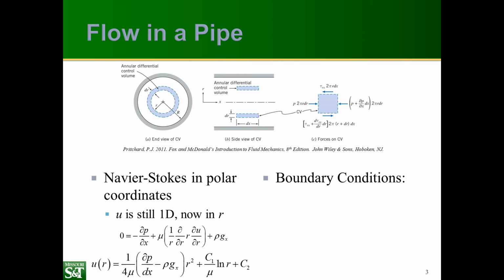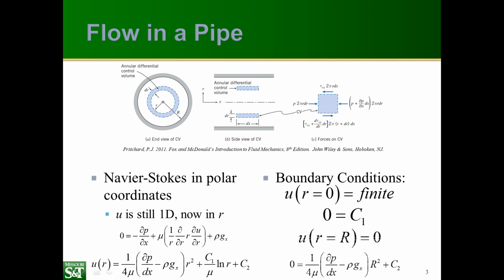So our boundaries for this equation, the first boundary is that when r equals 0, we have to have a finite velocity. The velocity can't go to infinity or negative infinity. So if we look at this term where we have the natural log of 0, it is undefined. It's negative infinity. So in order for this to be true, C1 has to be 0, and that allows us to say that this whole term is 0. So the first boundary condition, that u has to be finite at r equals 0, gives us that C1 must be 0.